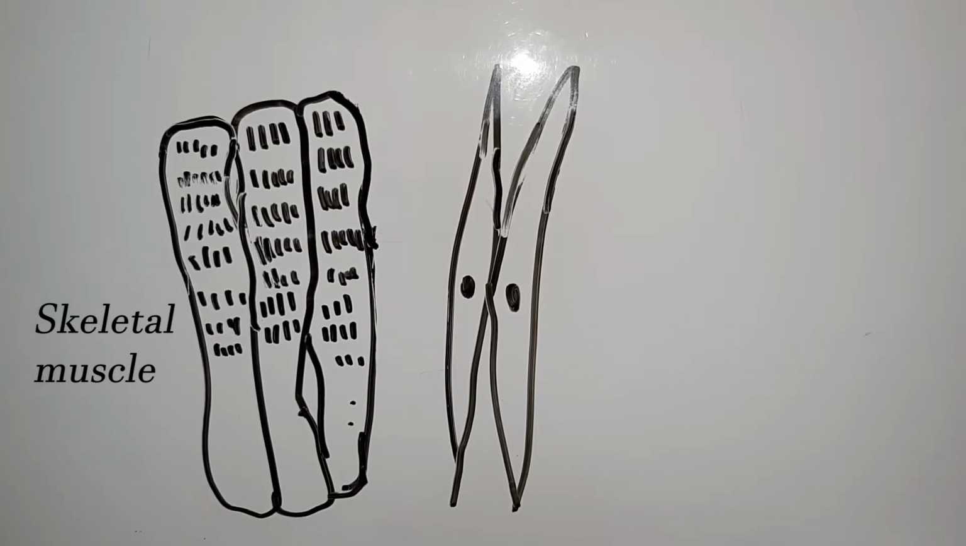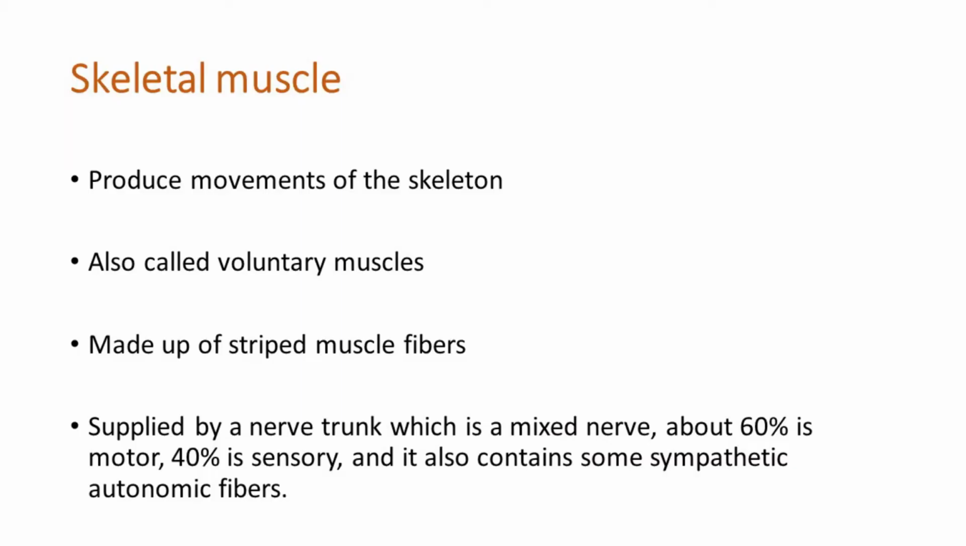Now, how are these muscles innervated? They're innervated by a nerve trunk. That nerve trunk is actually a mixed nerve which has a predominant motor component of around 60%. It has around 60% motor nerve fibers, 40% sensory nerve fibers, and some sympathetic autonomic fibers also for the muscles.